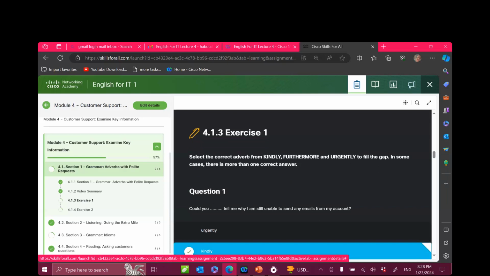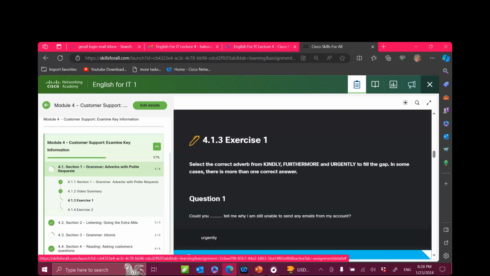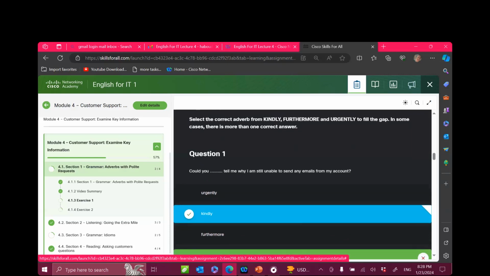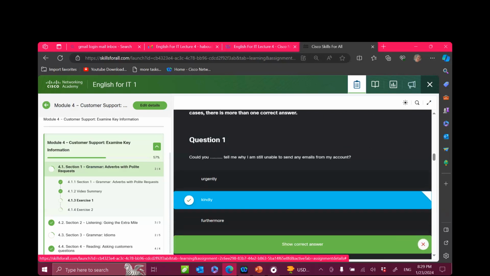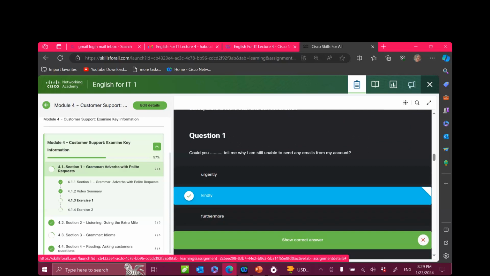Could you tell me why I'm still unable to send any emails from my account? What do you think? Urgently or kindly or furthermore? If I say kindly, could you kindly tell me why I am still unable to send any emails from my account? What do you think? Is it correct or not? It is correct. Yes.